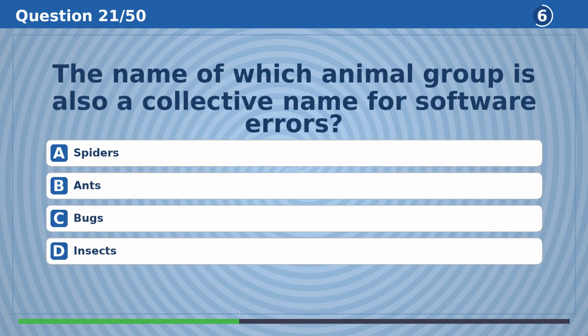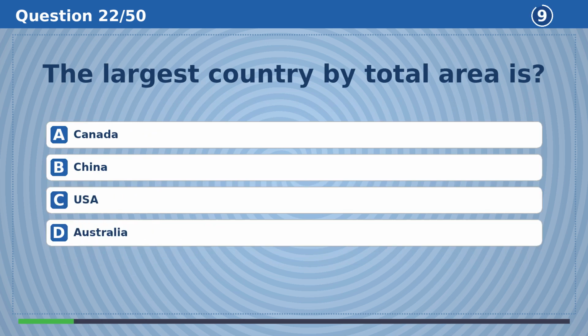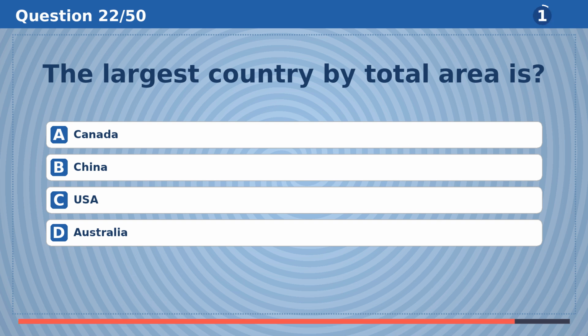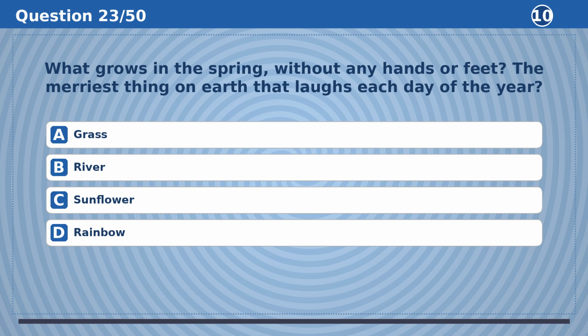The name of which animal group is also a collective name for software errors? The answer is C, bugs. The largest country by total area is? The answer is A, Canada.